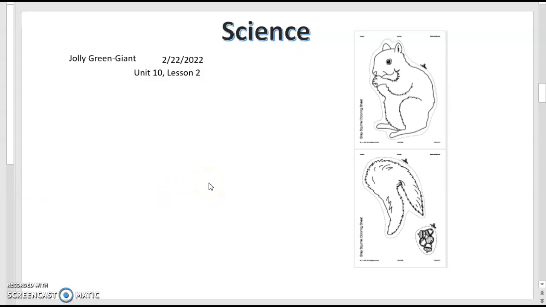And I know this is a cut and paste, so you could either just have the student color and that's it, and label both pages, or you put on construction paper or another piece of paper and have them do that. It's Unit 10, Lesson 2, again, February 22nd, 2022.